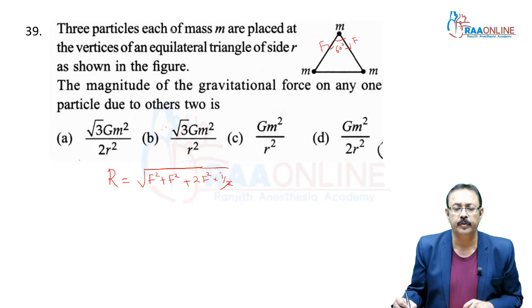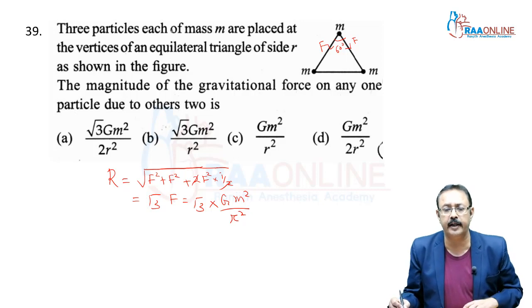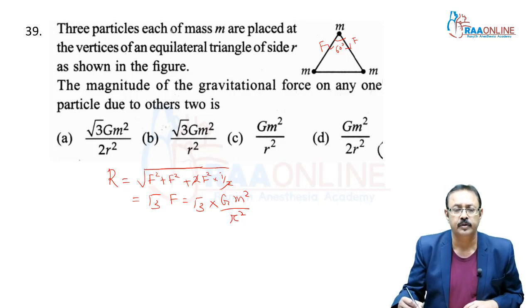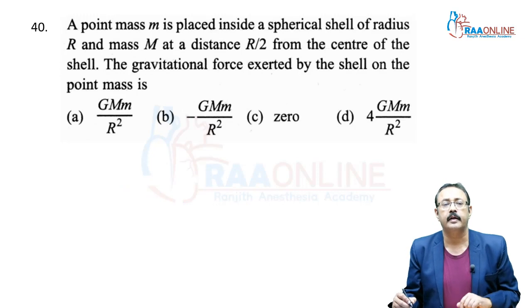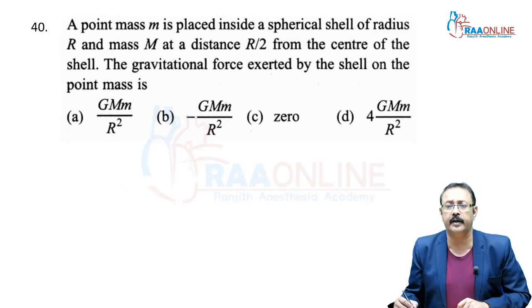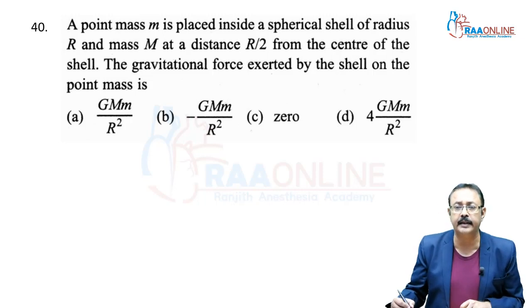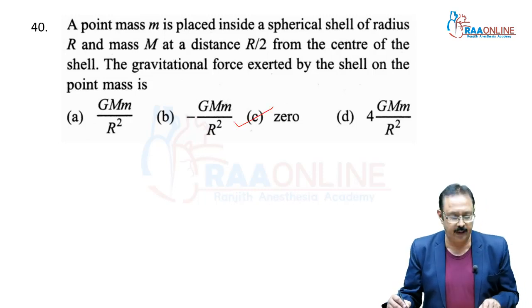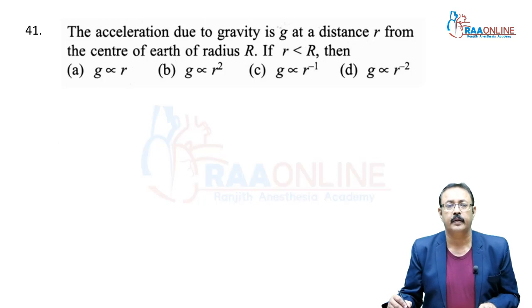Cancel 2 with 2. So the resultant is equal to root 3 times one force, and one force is G m1 m2 upon r square. So what we are getting is G m square upon r square times root 3. So going with B. Next, a point mass m is placed inside a spherical shell. Inside the shell, the gravitational field is 0, so the gravitational force by the shell is 0. So we are going with option C.